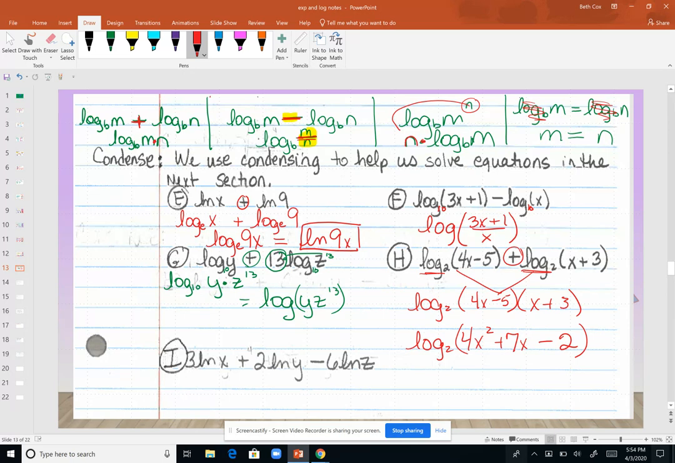Last one, we're going to do the powers first. Each one of these coefficients can go up. And so that's going to be natural log of x to the third plus natural log of y to the second minus natural log of z to the sixth. Now we'll use our plus rule, our minus rule. Our plus rule says that this is natural log of x to the third y to the second. Our minus rule makes it a divide by z to the sixth.